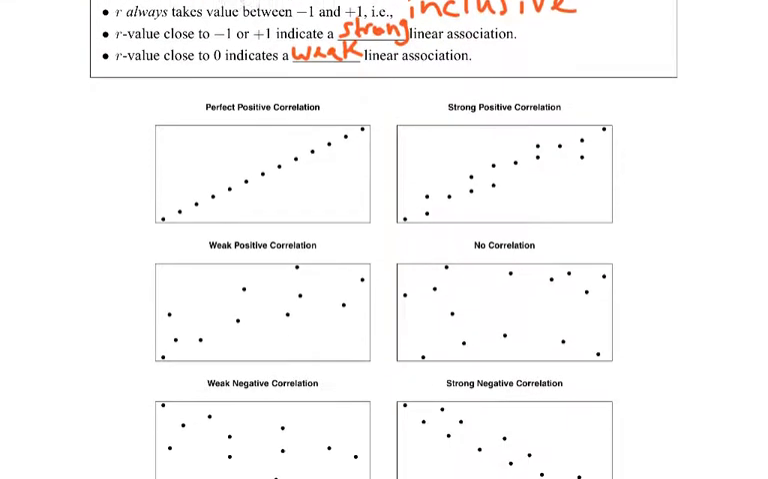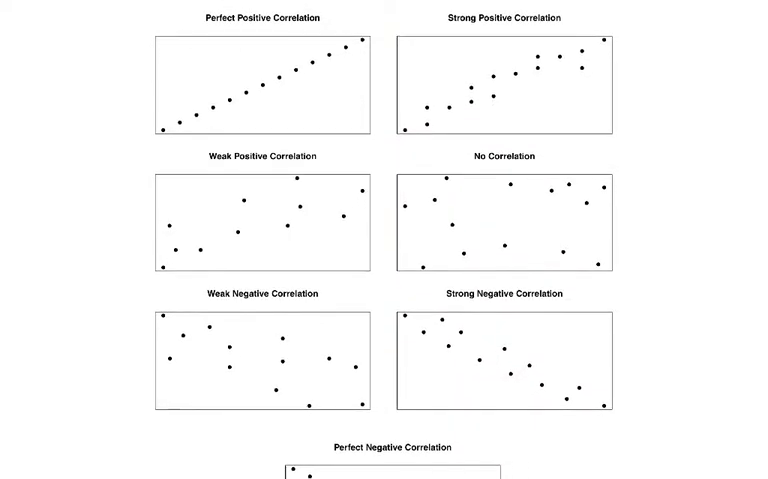Let's look at a picture here, giving us some of the different cases. In the first case, we've got a perfect positive correlation. It's a positive trend, and everything lines up perfectly on that line. In this case, r would equal 1. Now, in the real world, that's pretty unlikely to occur. Most things have some variation, but that would be a perfect scenario.